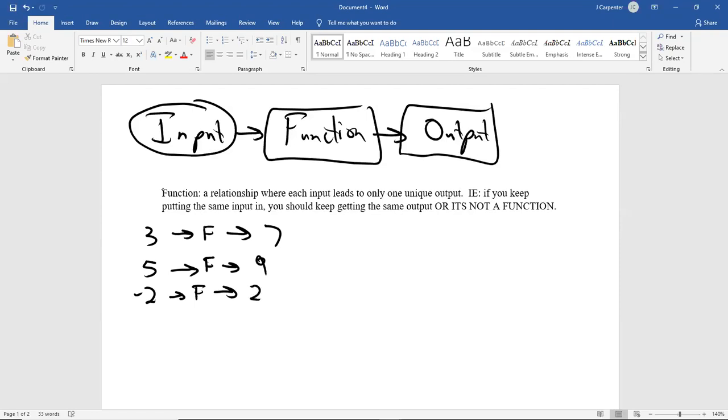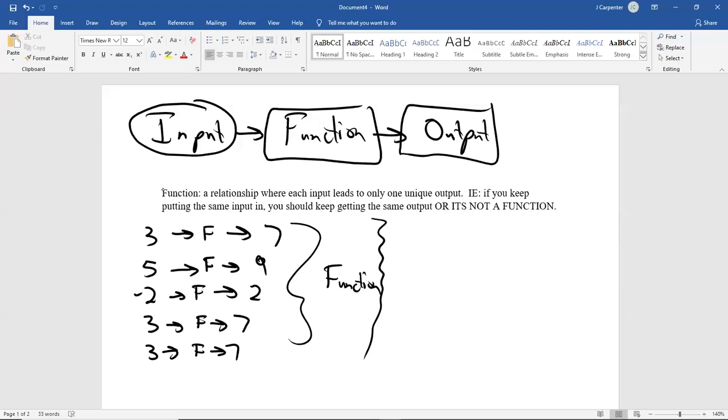Now, what this sentence above is saying is if I keep putting the 3 in, so now let me put the 3 in again into the function, I should get a 7 again. If I put a 3 in again, I should get a 7 again. Every time I put a 3 in, I get a 7. So this collection of stuff would represent a function.